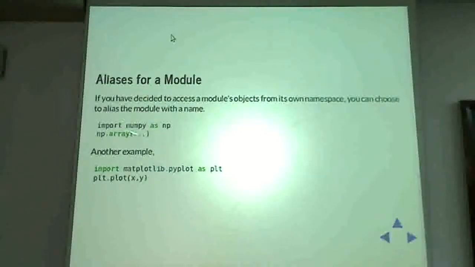In this case, I'm going to say import numpy as np. Then instead of saying numpy dot something, I can say np dot something. Or if I say import math as m, again, instead of math.radians, math.cos, I'll say m.radians, m.cos. So you can give a short alias to your module when importing it in this way.